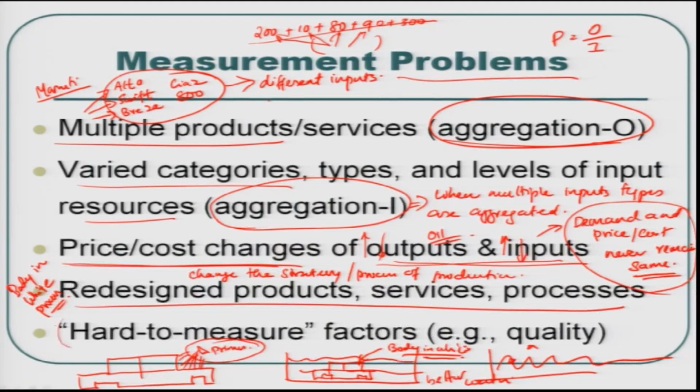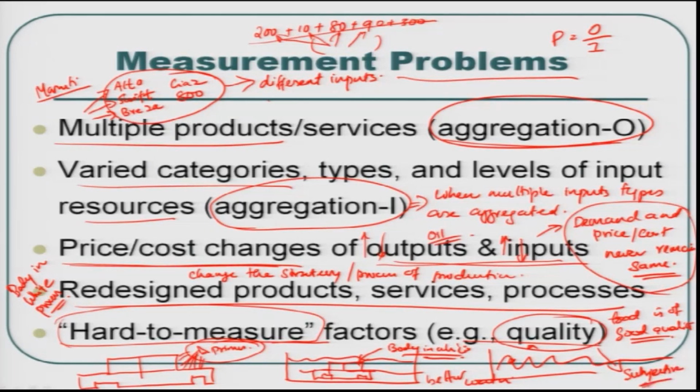Then comes the last one, which we call hard to measure factors like quality. Sometimes you say that this restaurant, sorry, that particular food is of good quality. That might be good quality to the person who said it, but it need not be of good quality to somebody else. The issue with quality is that it is subjective, it is individual dependent or customer dependent. So it's quite hard to measure in that regard.